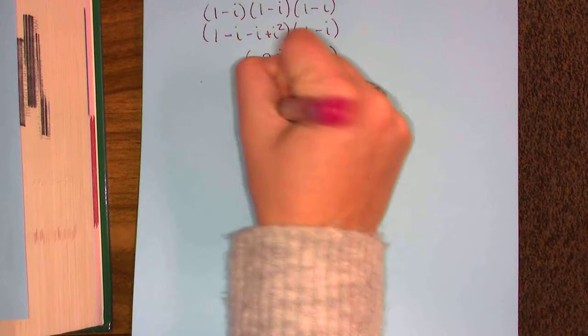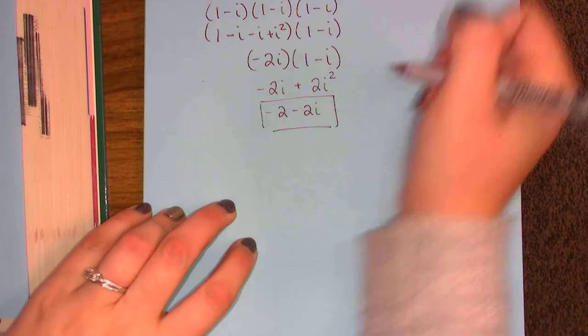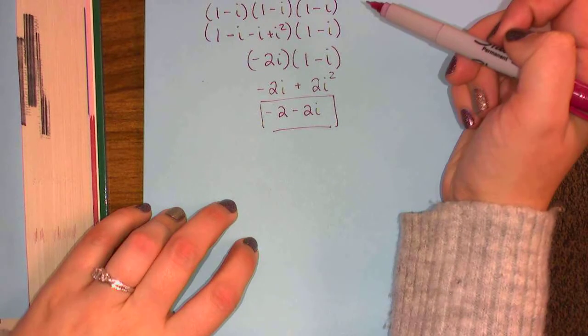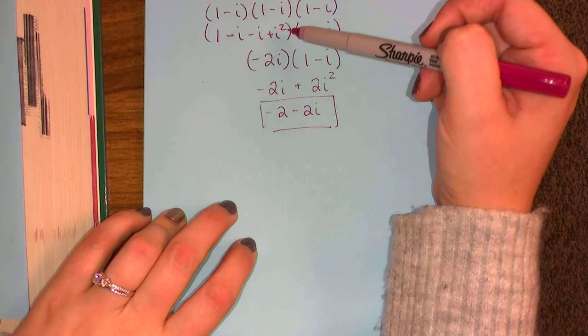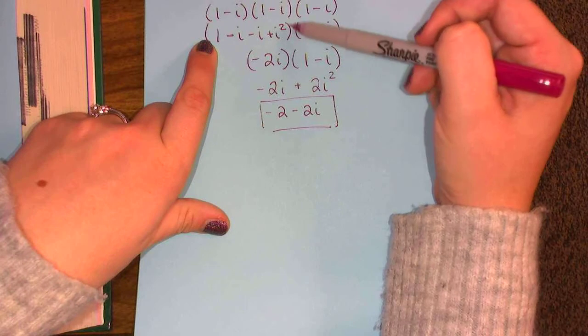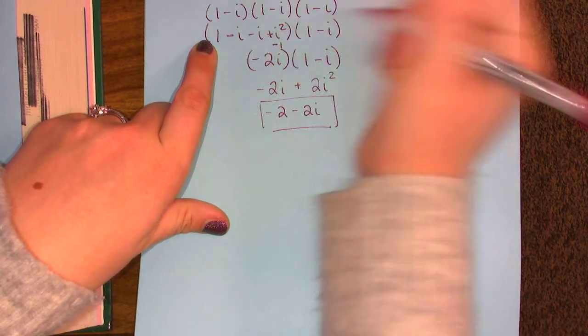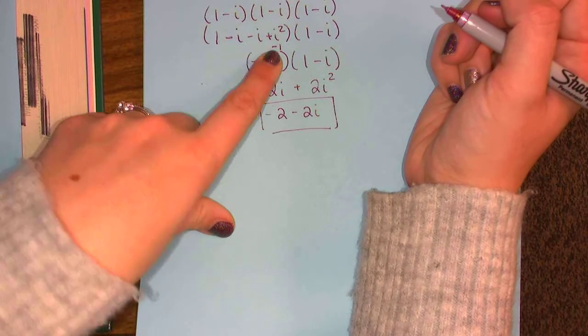Negative 2 minus 2I. Which one? There's a bunch of ones. I don't know which one you're talking about. Up here? 1 minus 1. I squared's negative 1. 1 minus 1 goes away. So that's negative 2I.